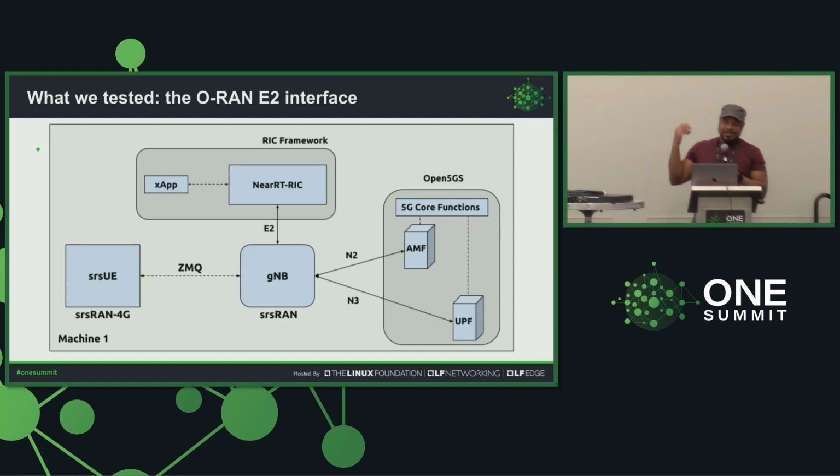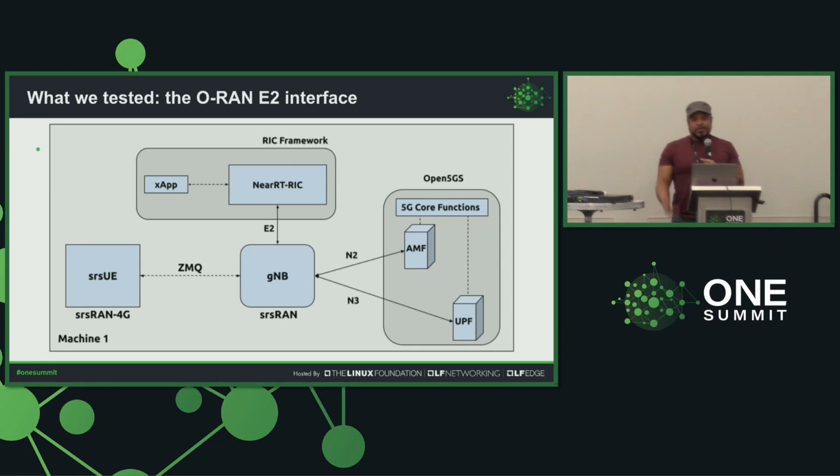So let's talk a little bit about what we decided to test. And Andre can jump in here if you want. We tested what we found to be the interface with the most activity, which is the E2 interface. This is the interface that allows you to make what are called RIC applications, for those who aren't in the space. As an outsider, it looks like the place where you could have the most potential for vendor interoperability, with different vendors writing these applications that sit in the RAN.